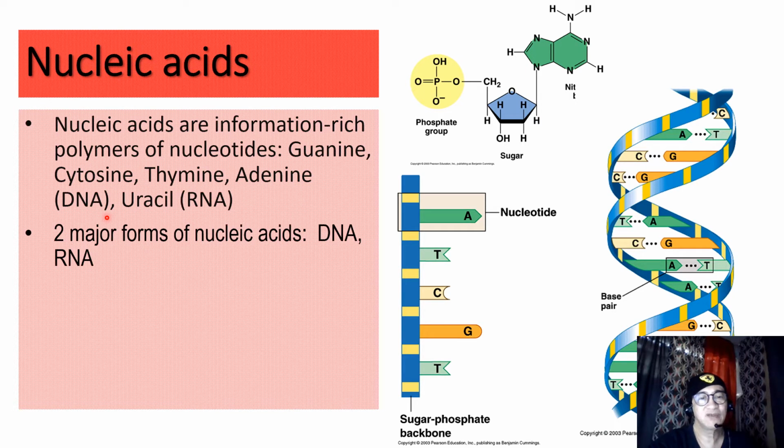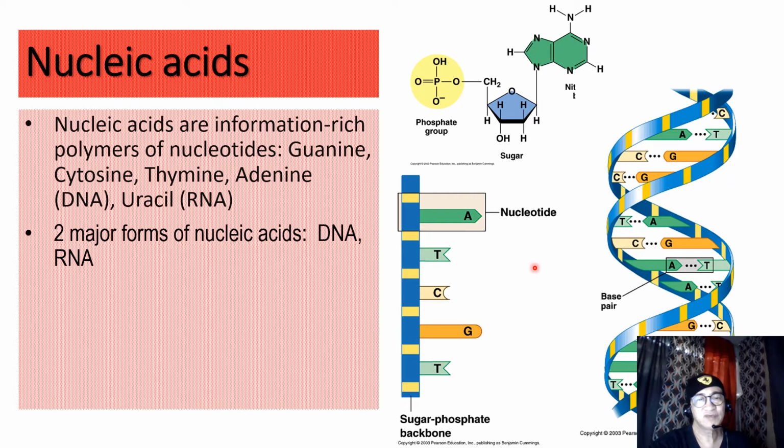In the DNA, the nucleotide bases include guanine, cytosine, thymine, and adenine. In RNA, they include guanine, cytosine, adenine, and uracil. Uracil replaces thymine in the RNA molecule.